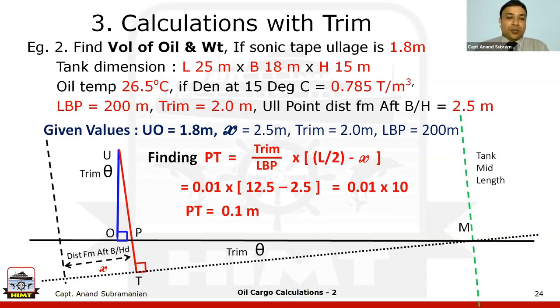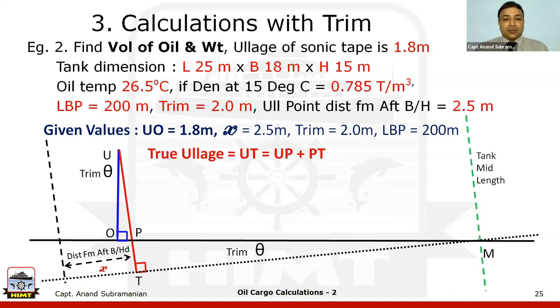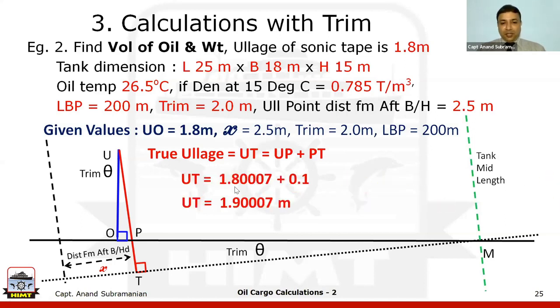Now we know what is UP and what is PT. So what is UT? Simple addition of these two. True ullage is UT, which is UP plus PT: 1.80007 plus 0.1, which is 1.90007. Now the big doubt in the numericals: up to how many decimals do we go? Now we are all using scientific calculators, so you see the value up to 5 decimal places. You can go up to 5 decimal places, but finally, when you come to the answers like cubics and metric tons, up to 3 decimal places is more than enough.